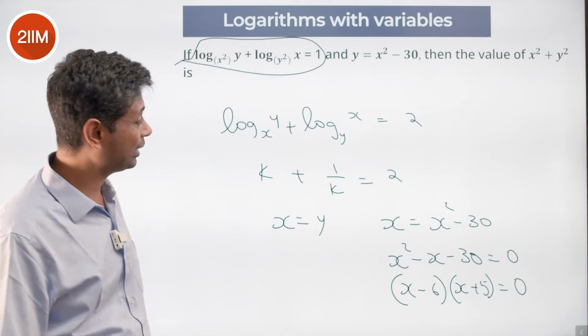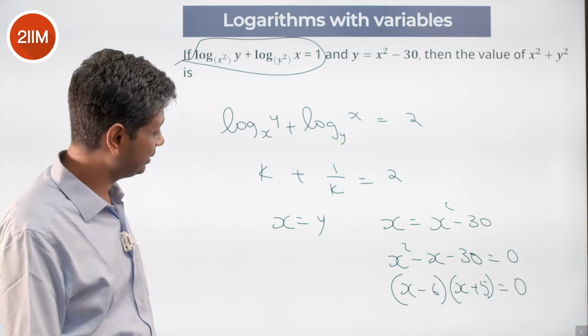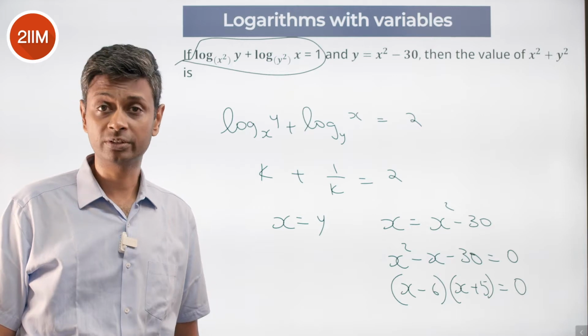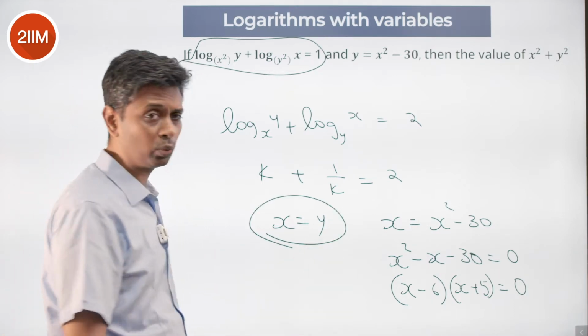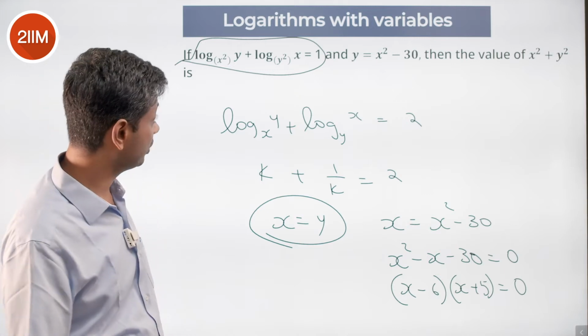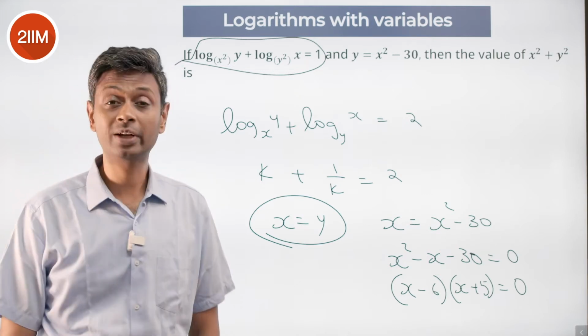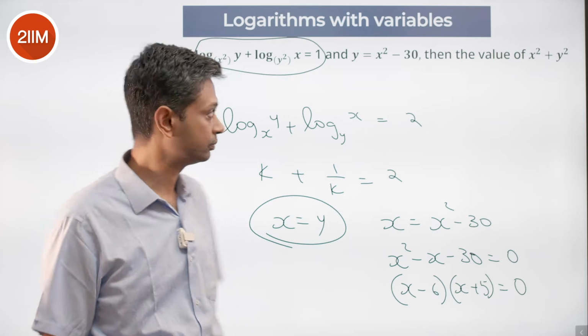X cannot be minus 5, not defined. X is 6. That means y is 6. We've already established that x is equal to y. Looking at x equal to y equal to 6, x square plus y square is 6 square plus 6 square, 36 plus 36, 72.